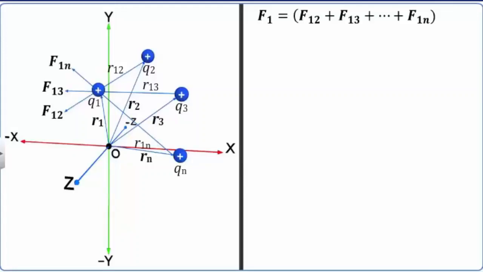Let this be equation 8. F12 is the force on the charge Q1 due to Q2 and is equal to 1 by 4 pi epsilon naught into Q1 Q2 by R12 square into R12 cap. R12 is the distance between Q1 and Q2 and R12 cap is the unit vector in the direction of the force F12.